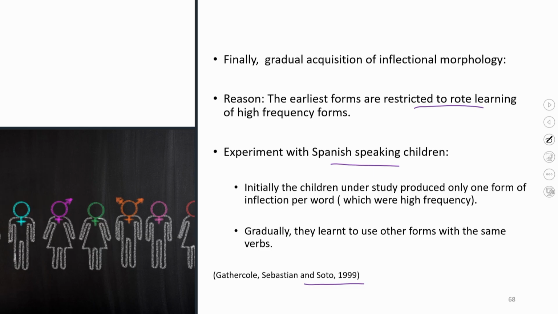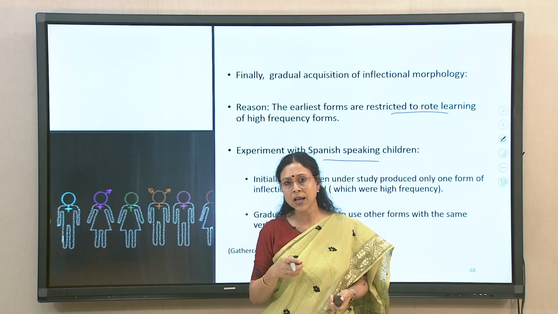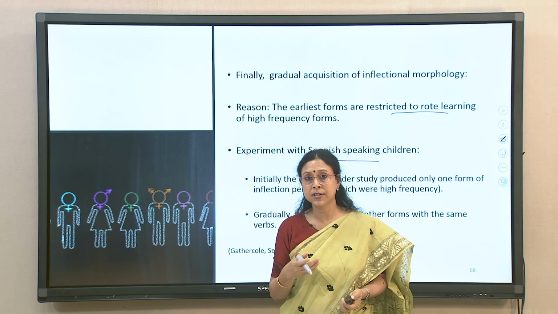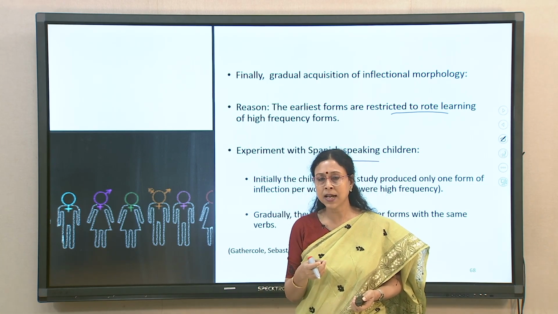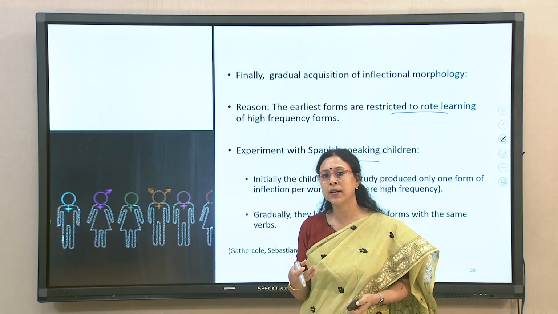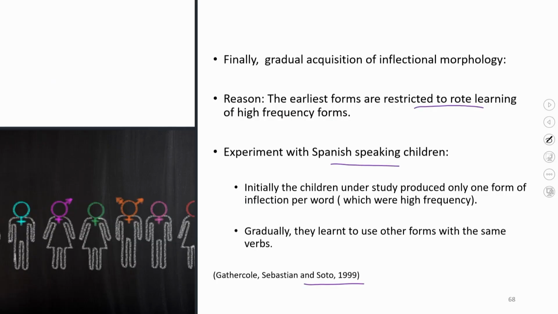Over a period of time, they realized that each word can have different kinds of inflectional structures, and then they started producing them, but this is dependent on the frequency. If the past tense marker is highly frequent, that will be the first one to be acquired. Future tense will be acquired later if it is less frequent, and so on. That is exactly what they found. So, gradually the children learn to use other forms with the same verbs.